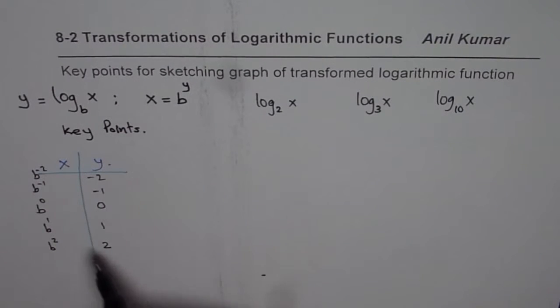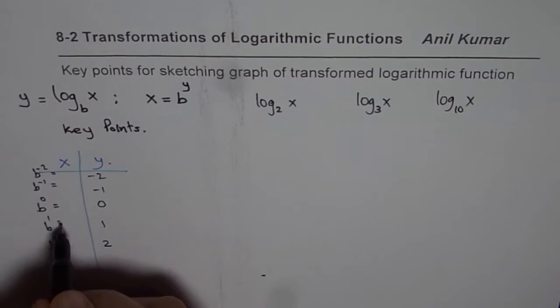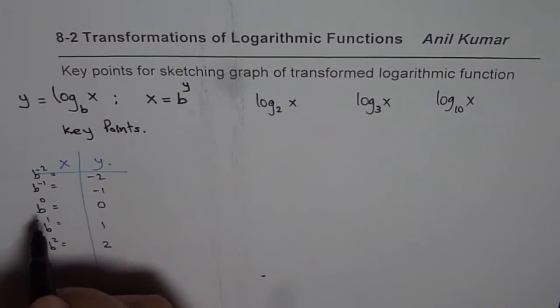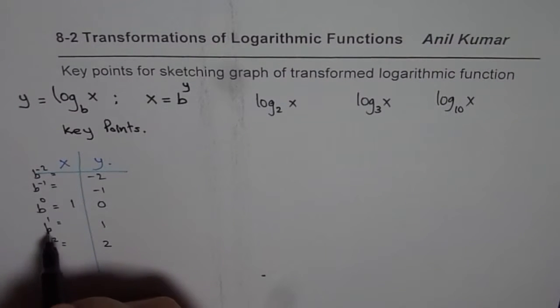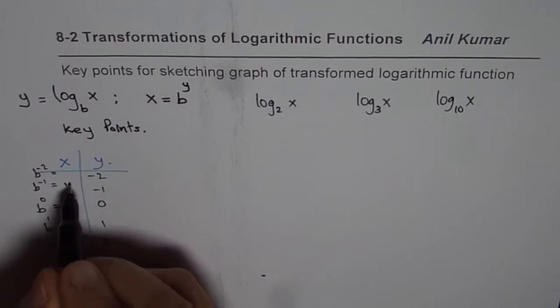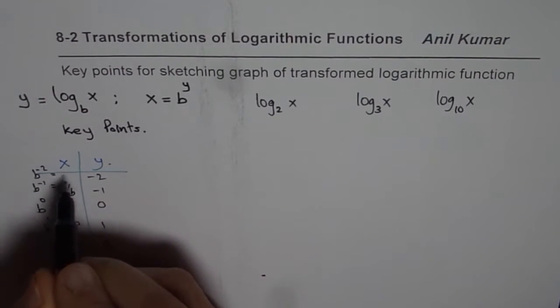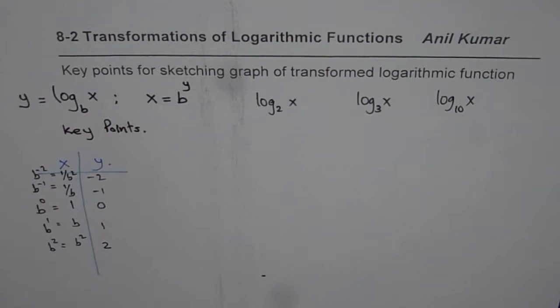So we get the y values from these values, right? Now what are these values? Let's write them down also, right? It is not difficult. In terms of b, anything to the power of 0 is 1, right? Anything to the power of 1 is the number itself. And this is b square. Let's write b square. B to the power of minus 1 is 1 over b, and b to the power of minus 2 is 1 over b square. So these are the points, which are the key points. I hope you got it, right?